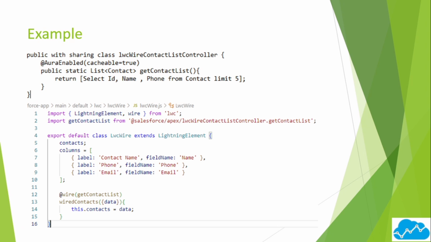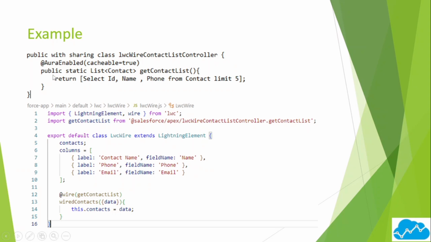Here we are going to fetch the contact data and display it on the Lightning app page. For that, first we are creating the Apex class. For this class we are making @AuraEnabled with cacheable equals true. Our class name is LWCContactListController, and this should be public or global. Here I am taking public.